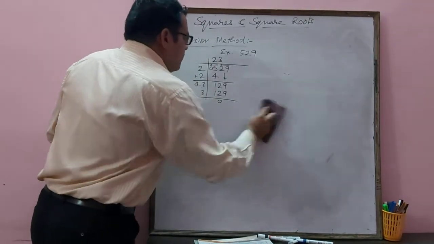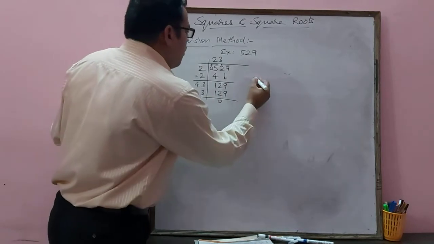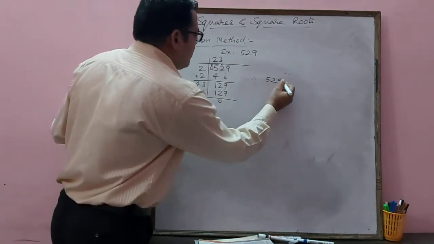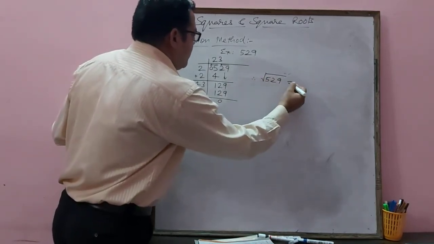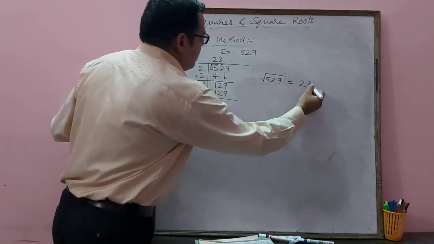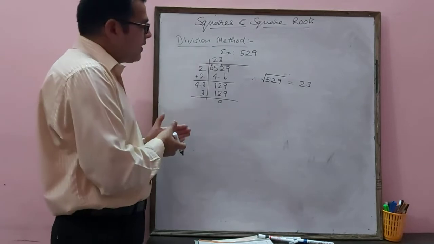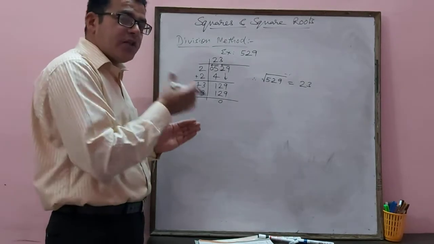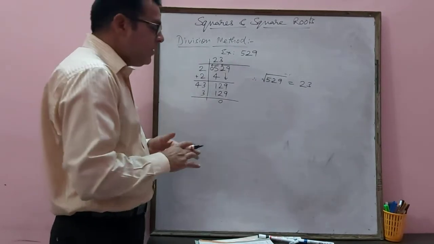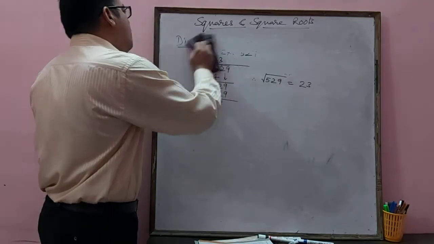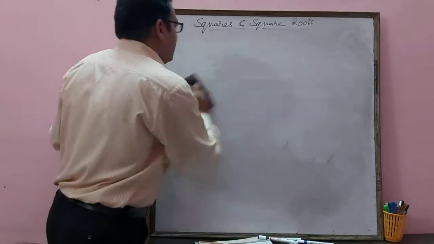So square root of 529 is 23. Hope you are understanding this method, and this is very interesting method also, right? Now let's move to your exercise now.